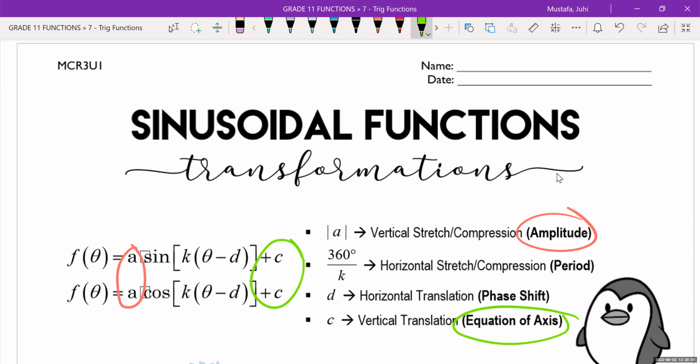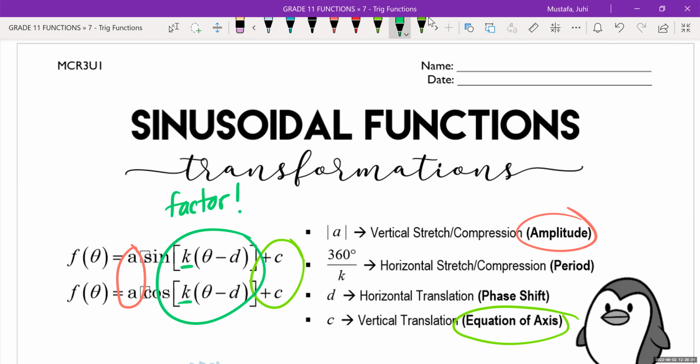And that makes sense because usually your A is your vertical stretch or compression, which affects your amplitude. And usually the number at the end is a vertical translation, and that affects where your equation of axis is going to be. Now, one of the things we didn't really get to, so I'm going to emphasize it today. Anything inside of here, we have to remember to factor it before we complete the question. And when we do that, we end up with the letter K.